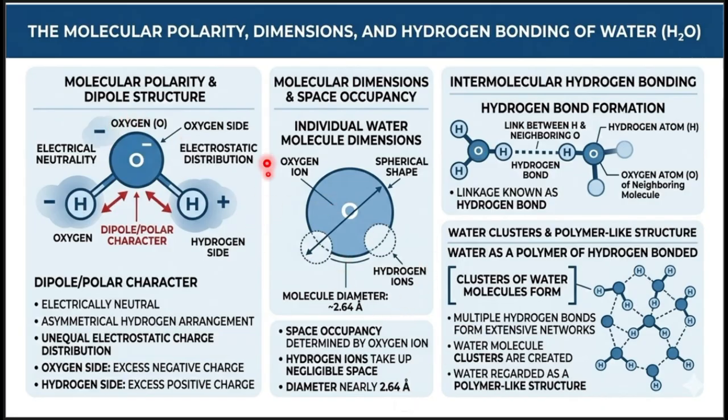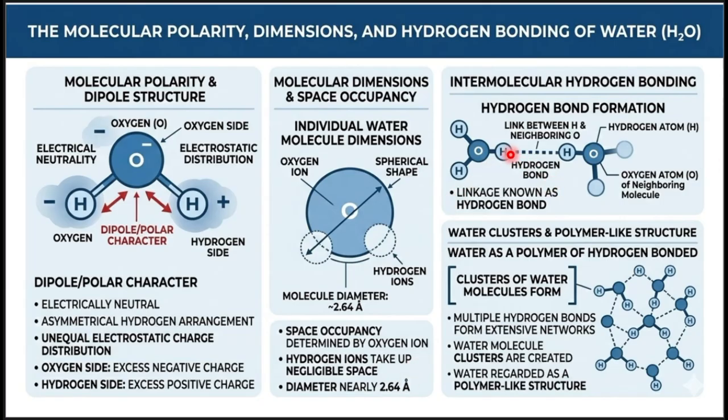So the things you have to learn from this is water is electrically neutral, but electrostatically it is dipole or polar in character. On the oxygen side there is excess negative charge, and on the hydrogen side there is excess positive charge. The size of oxygen will determine the size of the water molecule. So the diameter is 2.64 angstrom, that is nearly equal to the diameter of the oxygen atom.